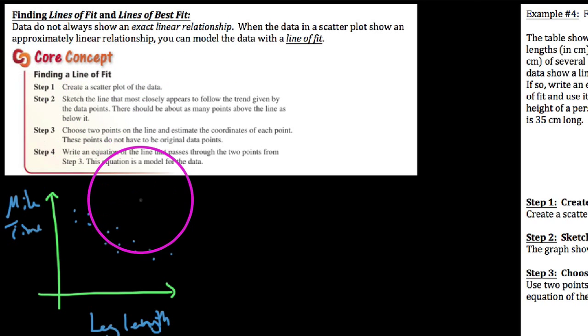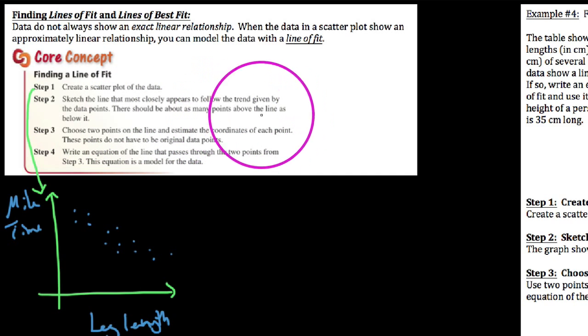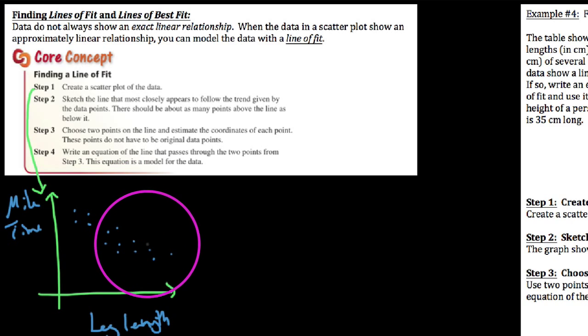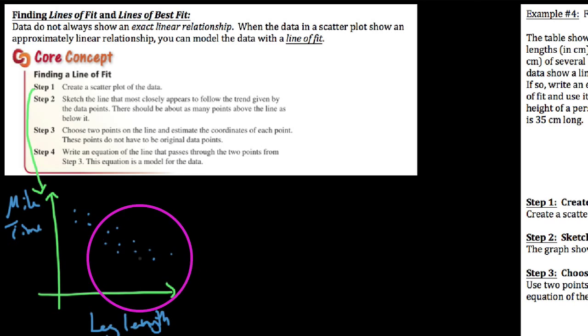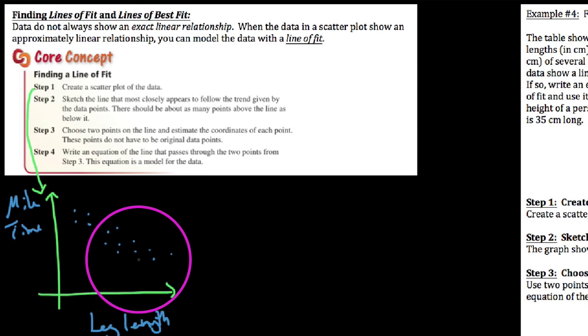So what we'll do is create a scatter plot for the data, which is our first step here, and I'm hypothetically mapping this here. Then we sketch the line that most closely appears to follow the trend given by the data points. And we're going to try to find the equation of that line and use it to make some predictions either outside the data set or inside the data set. We refer to those as extrapolation and interpolation respectively.